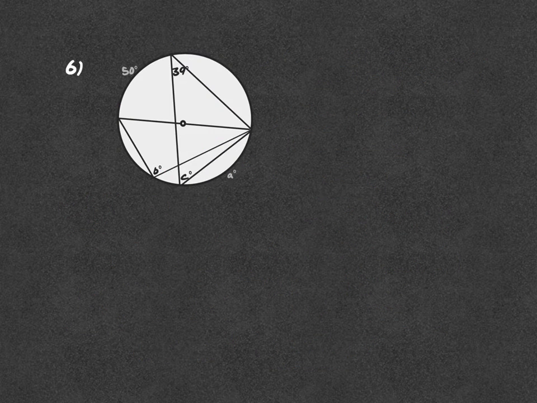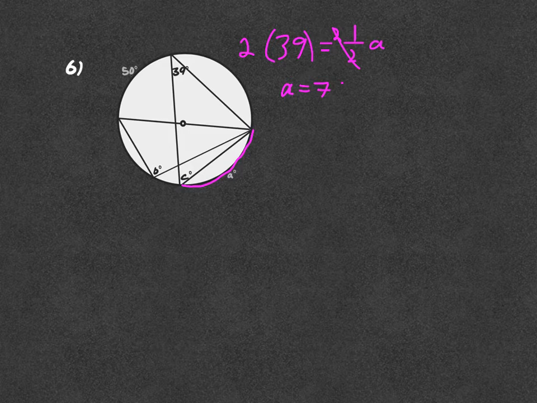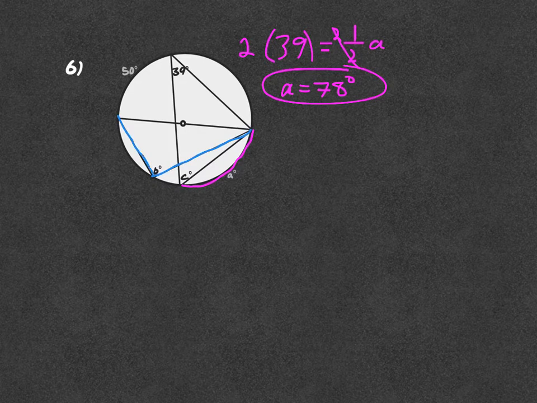For this next example, to find A, that is the measure of this arc, A, 1/2 of A is going to be the inscribed angle, which is 39. So multiply by 2, and A equals 78. All right, then I want to find B. B is right here, which is an inscribed angle that is inscribed inside of a semicircle. I know that because it's going through the center of the circle. So that means B is 90 degrees because that is a semicircle.